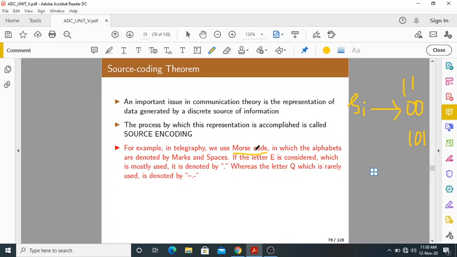Anyway, let me go to the Morse code. It is one of the oldest source encodings. In this, the English alphabet capital E is denoted by a dot, whereas the letter Q is denoted by this symbol. What symbol?